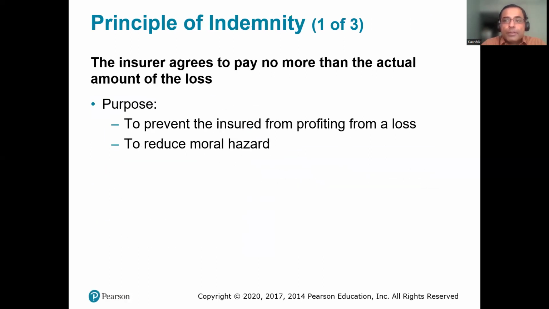The first legal principle is the principle of indemnity. It means that the insurer will pay for the actual amount of loss and try to restore the customer to their financial position before the loss. The reason is it helps to ensure that the customer does not profit from the loss.